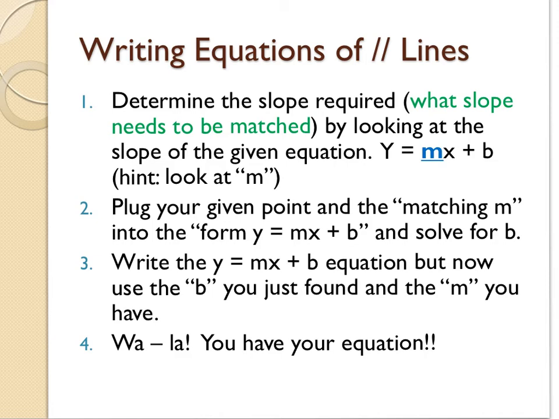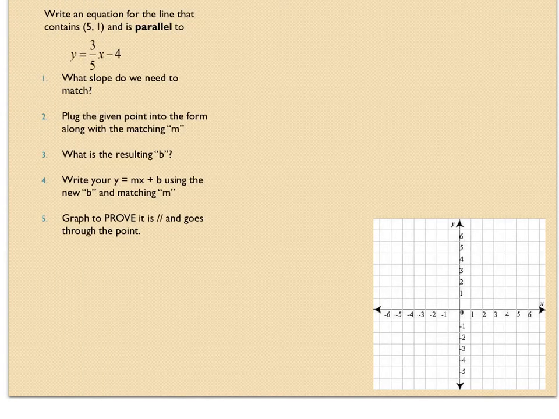These are the steps. Determine the slope that you want to match. Since you know you want it to be parallel, you just look at the line that you're given and match that slope. Then you find the point that you want to go through, plug that in, and write an equation that contains that point. I'm going to show you how to do it, but I wanted to list the steps here so that you would have them. That's how easy it really can be.